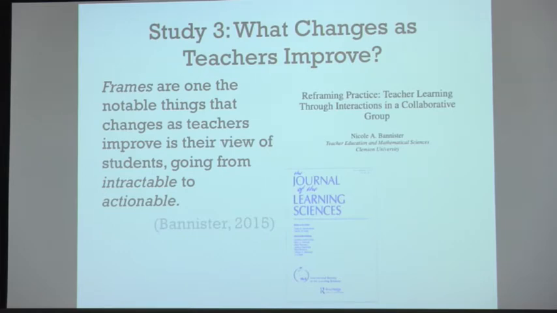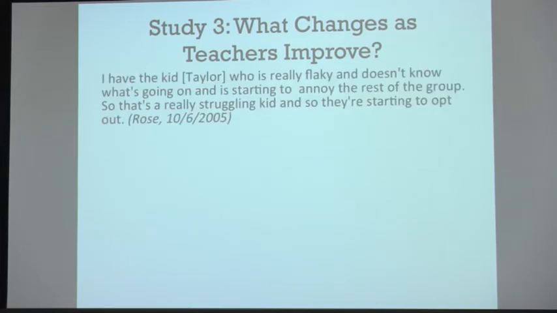I'll give you the example that Nicole uses in her paper. So there's a teacher in October who's talking about the student Taylor. And the way she's talking about Taylor, she says, I have the kid Taylor who's really flaky and doesn't know what's going on and is starting to annoy the rest of the group. So that's a really struggling kid, and they're starting to opt out. The way that Rose is describing Taylor, there's not a lot she can do about it. She's a really struggling kid. She's really flaky, bugging other kids. What can a teacher do?